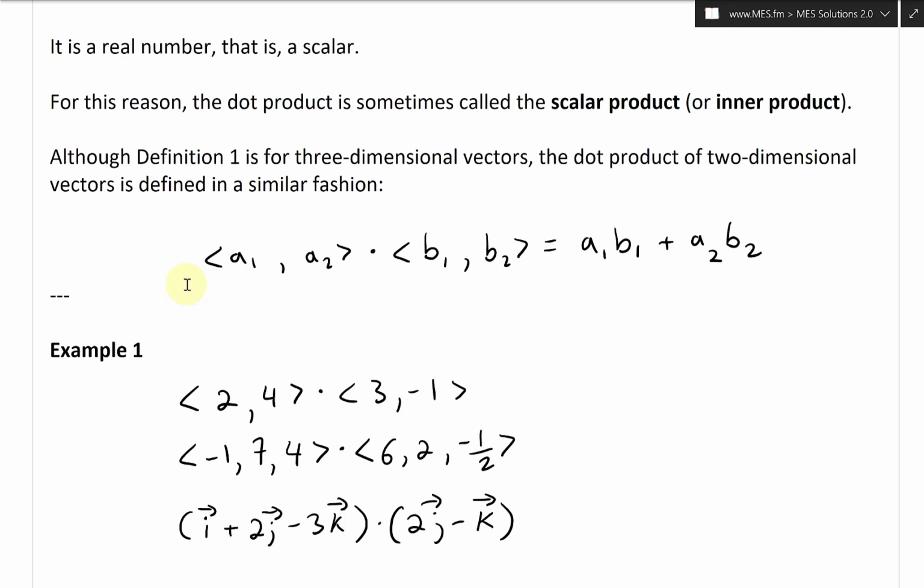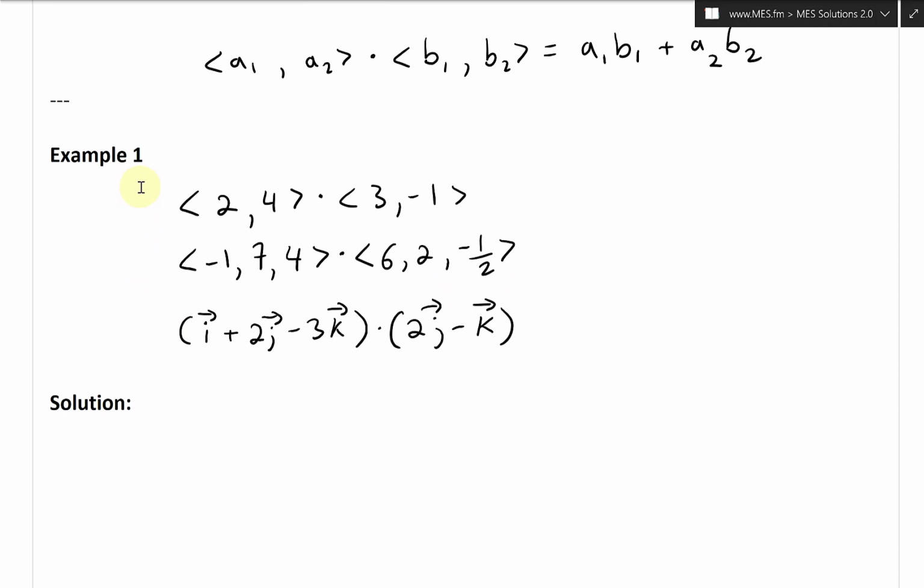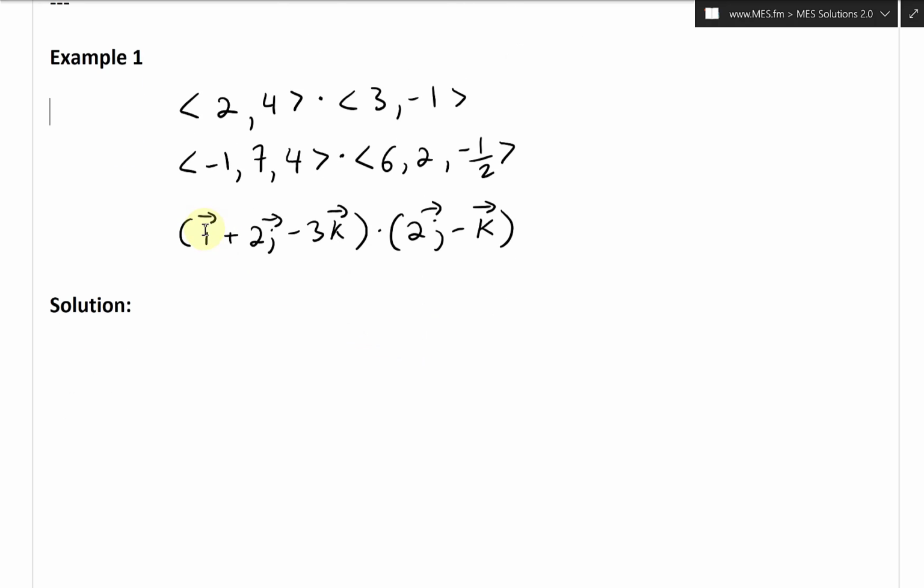All right, so now let's take a look at an example. This is example 1, and this just has three different dot products for us to exercise. We have this two-dimensional vector 2, 4, dot product with 3, -1. And the other ones are over here. Let's just go over each one, starting with the first one, which is 2, 4.